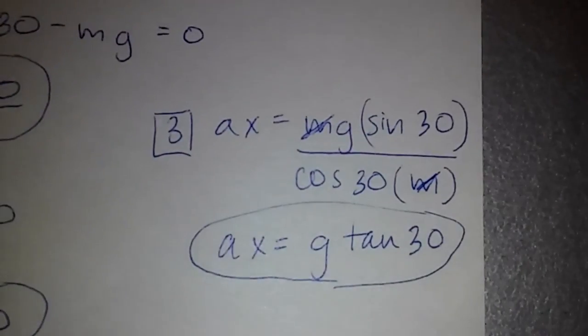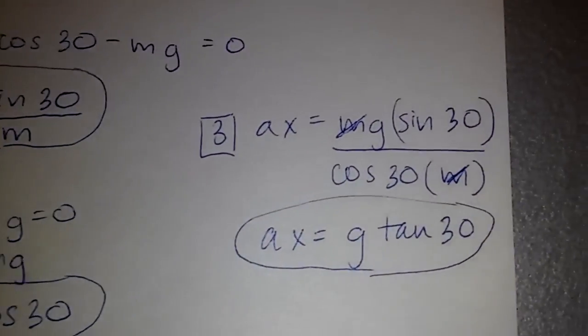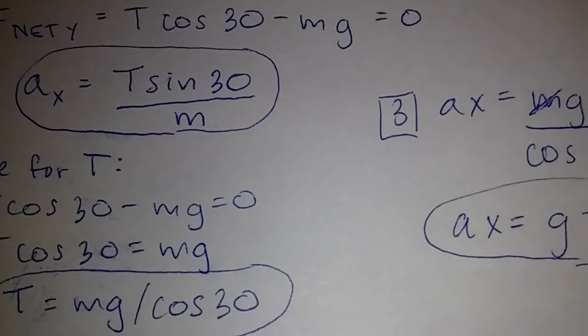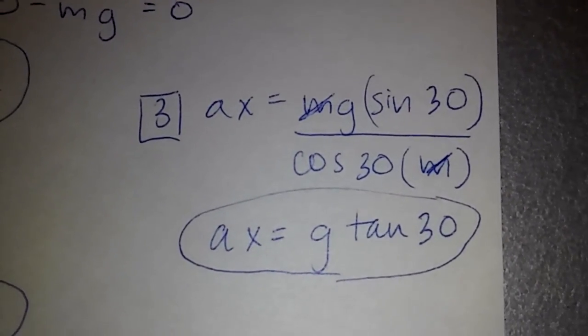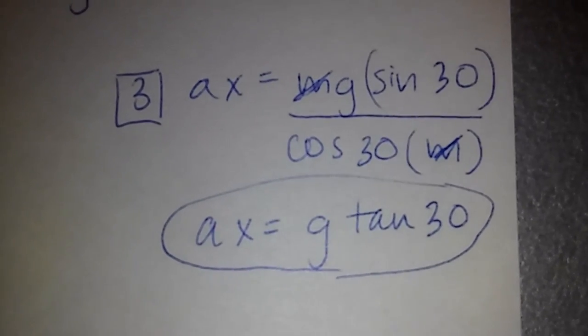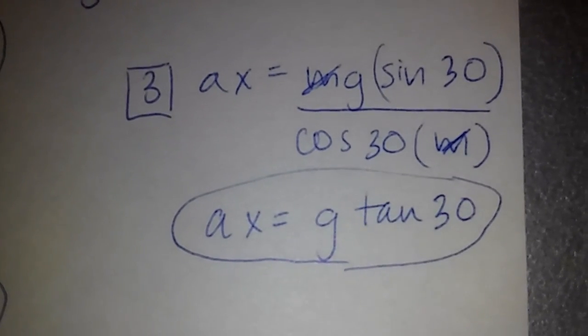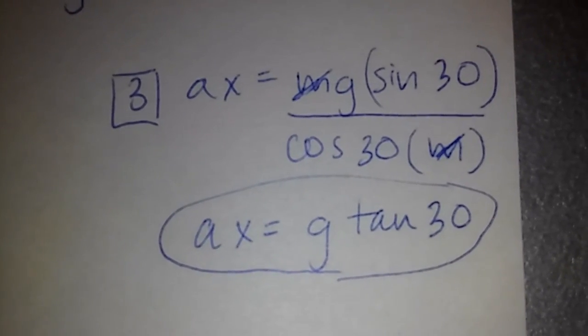Next, I'm going to substitute in mg over cosine 30 into my a_x equation, which gives a_x equals mg sine 30 over cosine 30 times m. Mass cancels out, and sine over cosine is tangent, which leaves us with a_x equals g tangent 30.